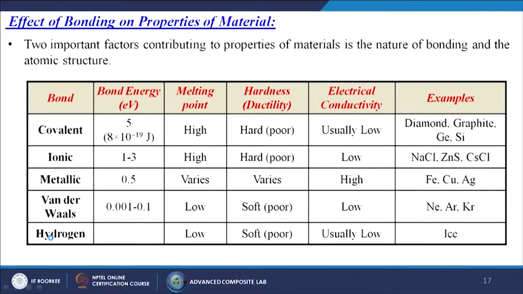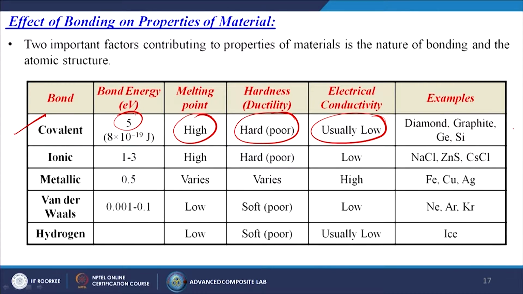Now we are going to discuss the effects of bonding on the properties of materials, how it affects them. Two important factors contributing to properties of materials are the nature of bonding and of course the atomic structure. First, the covalent bond. Bond energy is 5 electron volt, melting point is high, hard, ductility is very poor, electrical conductivity usually low, and examples are diamond, graphite, germanium, silicon.